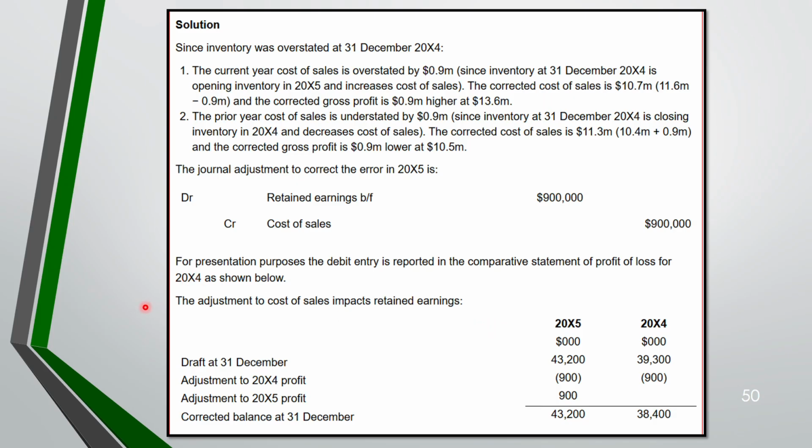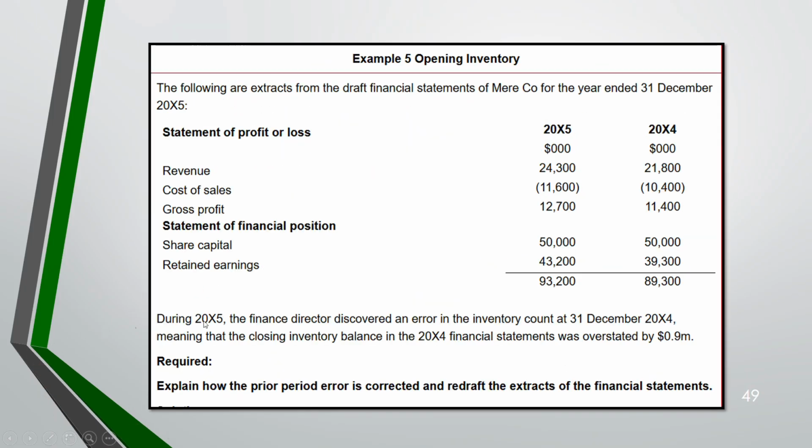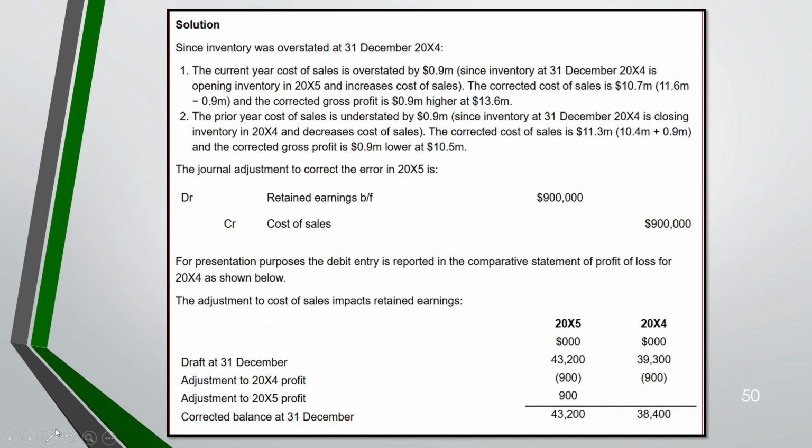Okay, let us go back and check the figure. That is 43,200 and 39,300. It's already given here. The retained earnings, already take the retained earnings. So 43,200 and 39,300. So with that 43,200 and 39,300, do the adjustment.